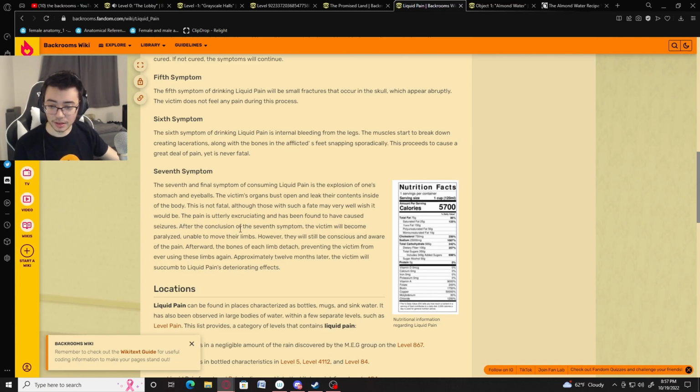After the conclusion of the seventh symptom, the victims will become paralyzed, unable to move their limbs. However, they will still be conscious and aware of the pain. Afterwards, the bones of each limb detach, preventing the victim from ever using their limbs again. Approximately 12 months later, the victim will succumb to liquid pain's deteriorating effects. Jesus Christ, they're just trying to make this as horrible as it can be.